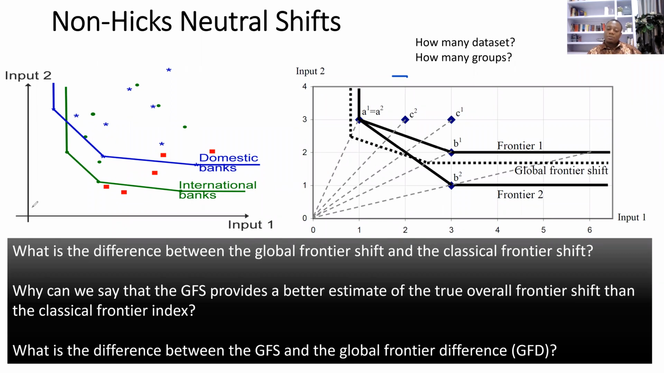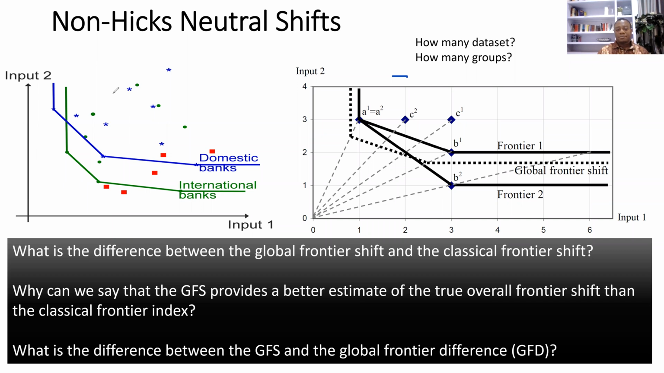Okay. Yeah, that's not bad. That's okay. But we wouldn't have called it global frontier shift if it was about groups. We would have called it global frontier difference. Still on the shift, what is the difference between the two? The global frontier shift and then the global frontier difference.